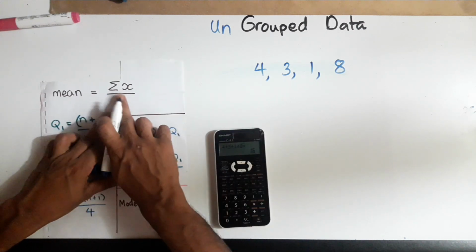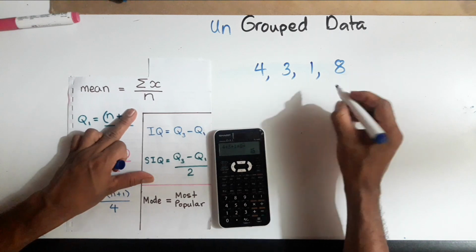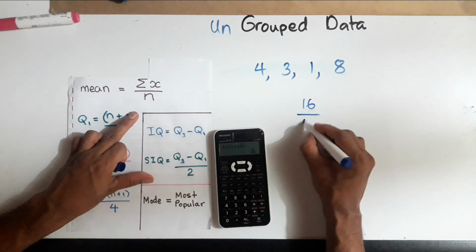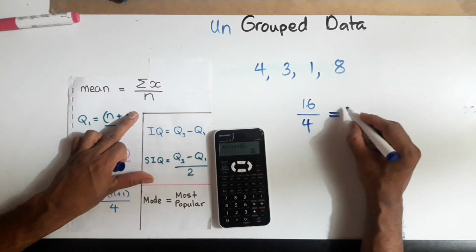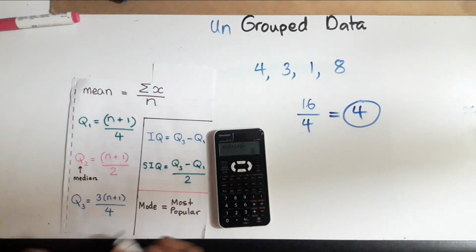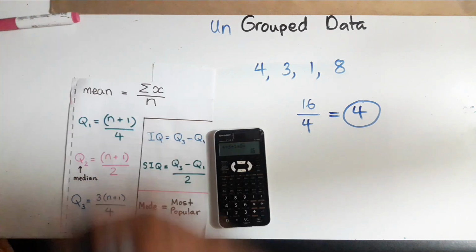That's this formula here I'm using. This is ungrouped data. So I get 16, and then I divide it by how many numbers I have, which is 4. 16 divided by 4 is 4. So the mean is 4. I covered that in one of the previous videos.